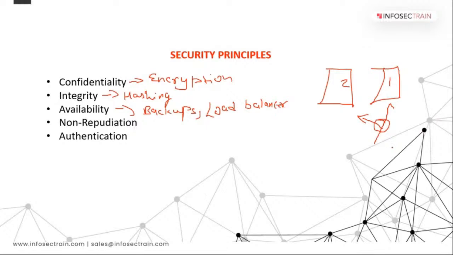So what the load balancer will do is redirect all the traffic that is coming towards one, it will redirect all that traffic towards two, right? So this is the load balancer. That's how you maintain the availability. Clear everyone?